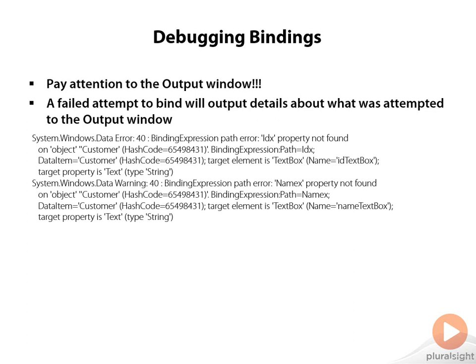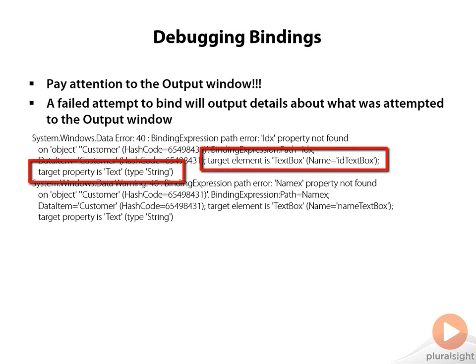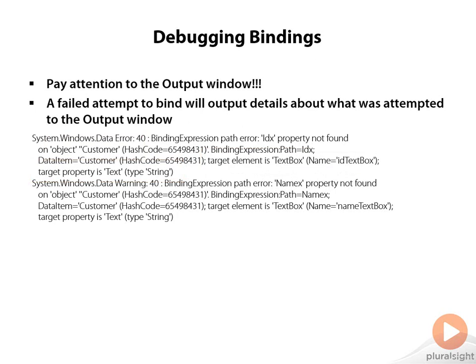You can either have data warnings or data errors, and it's going to tell you detailed information, including what property was not found on what source object, in this case IDX and customer. And then it's also going to tell you what the target element property and type is as well. So this is something you can stare at and then go inspect those objects and figure out whether you've actually got something that should be working.